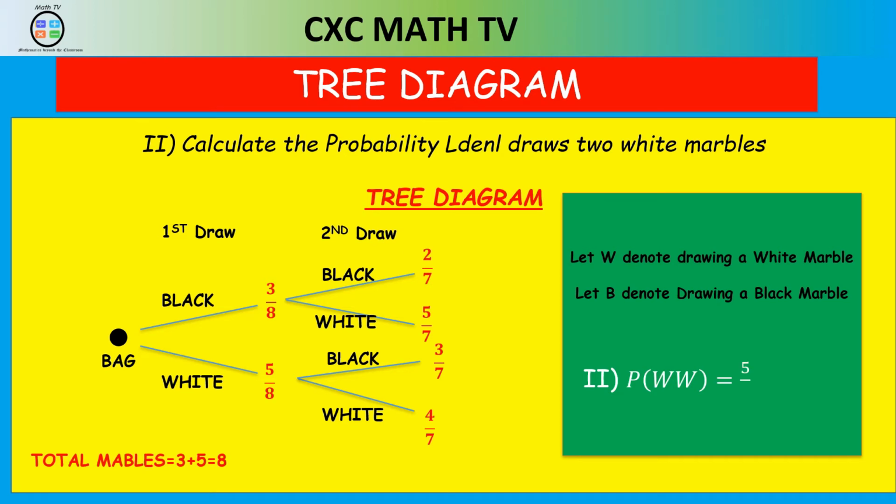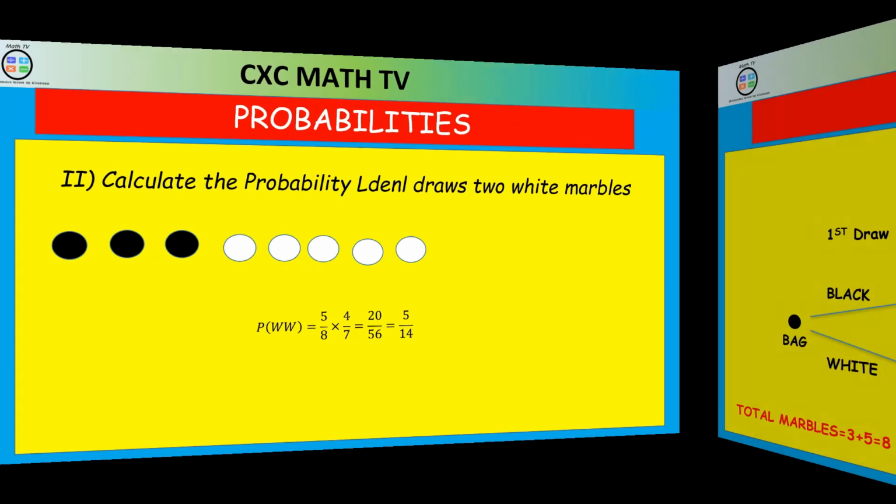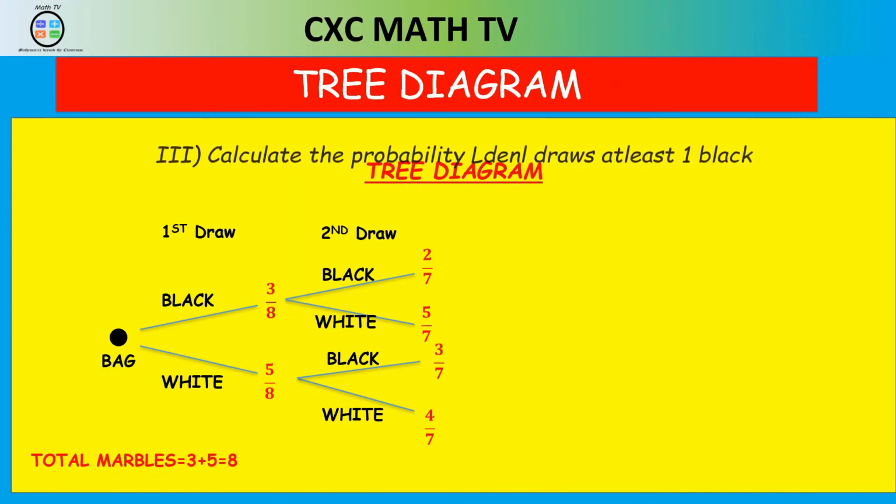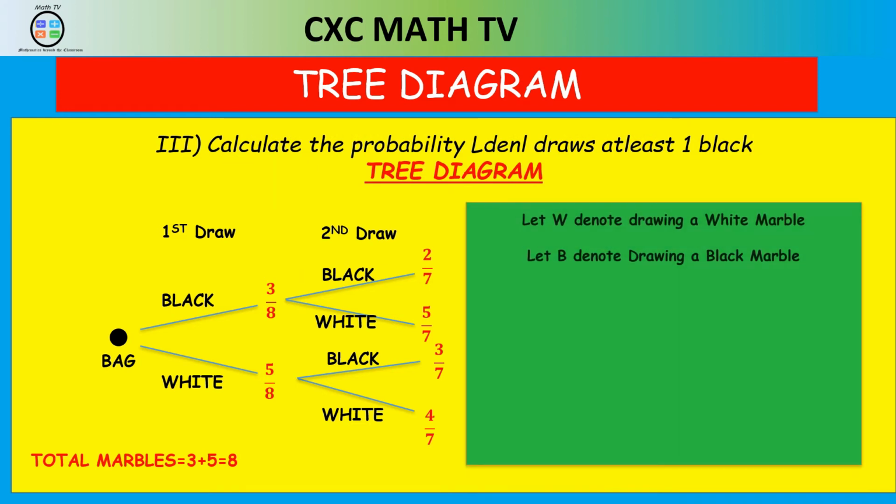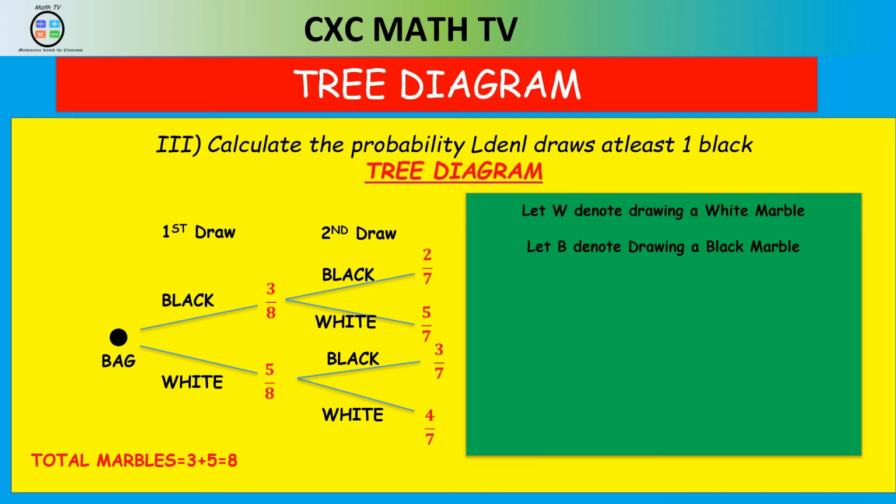Using the tree diagram to do complex probability questions is extremely important. Now let's have a look at part 3. Calculate the probability that Lendl draws at least one black. If Lendl draws at least one black, then all we need to find is 1 minus the probability of no black. Think about it.